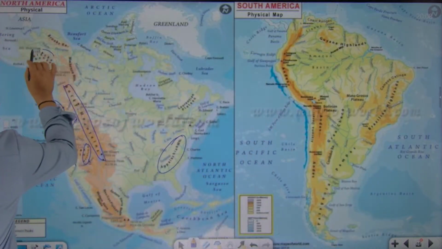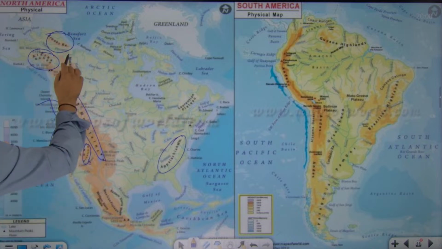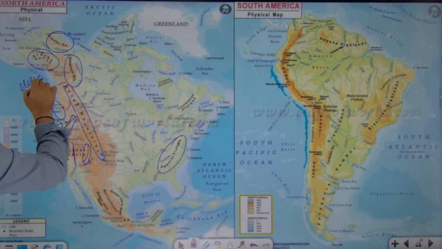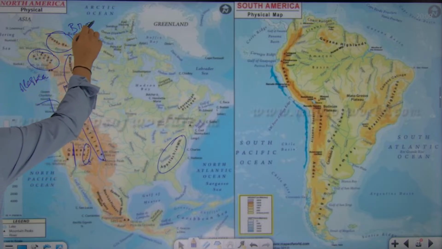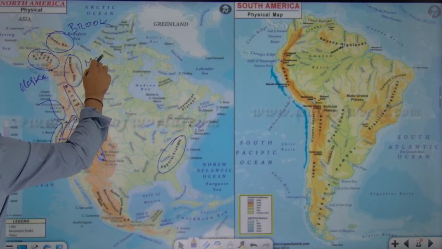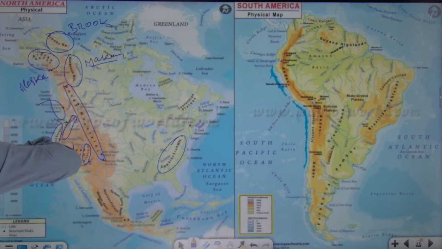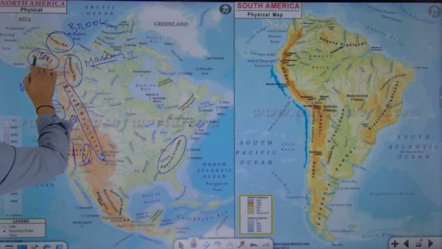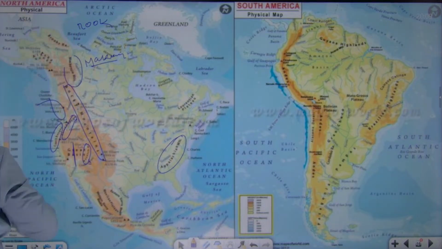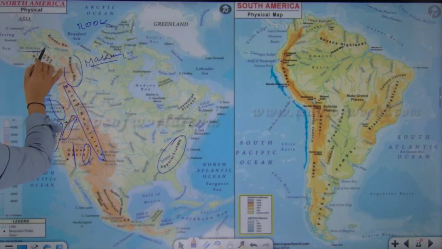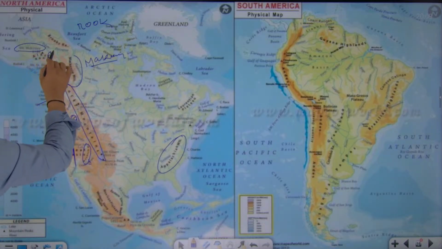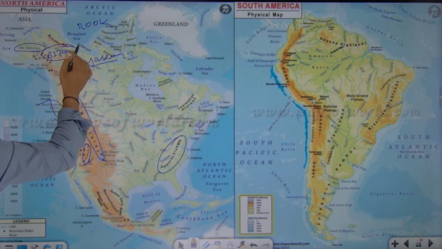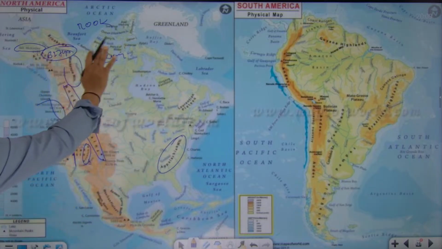Then here would be Alaska Range, Brooks Range, Mackenzie Range. Three important ranges: Alaska, here would be Brooks, and here would be Mackenzie. So these are the three important ones. And the highest peak of North America is on the what? That would be the Alaska Range, that is Mount Denali or Mount McKinley with 6,174 meters, Mount McKinley or Mount Denali, the highest peak of the whole of North America.